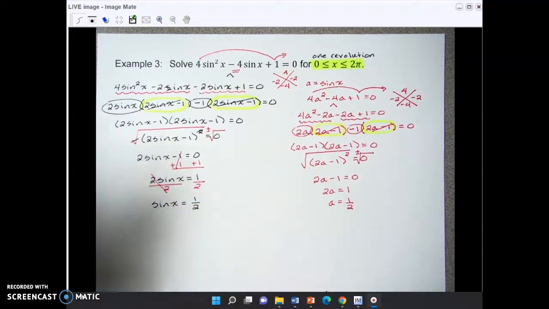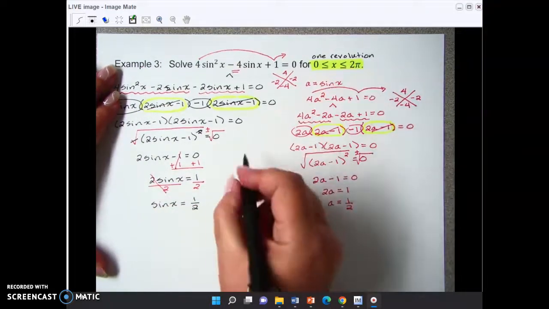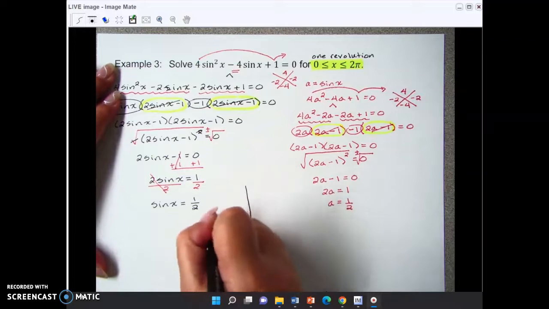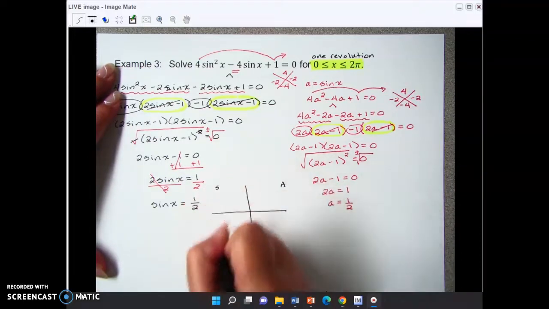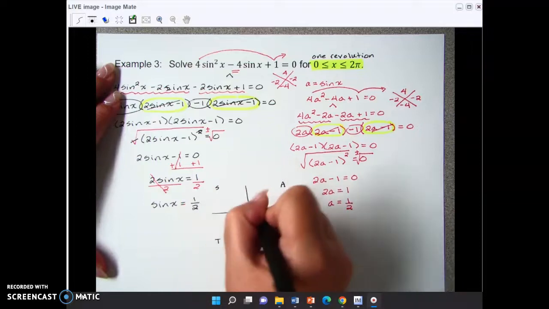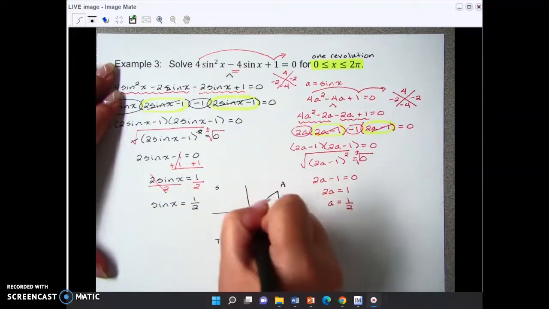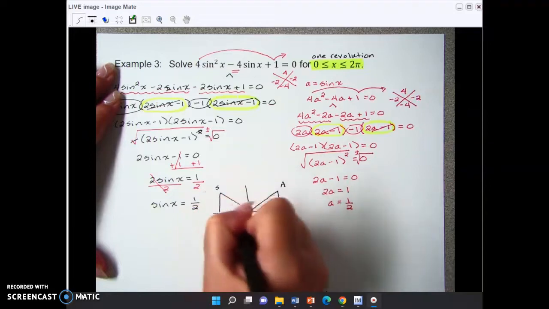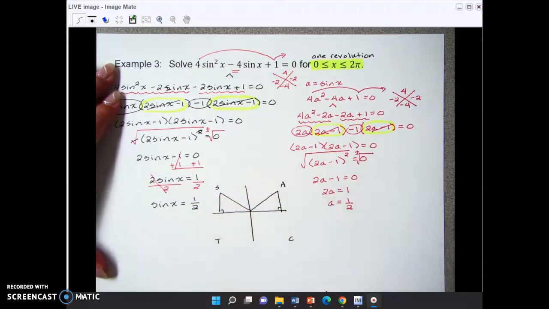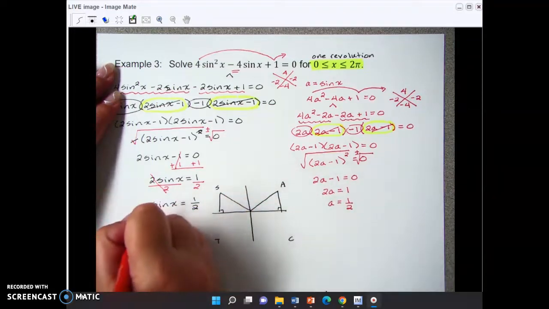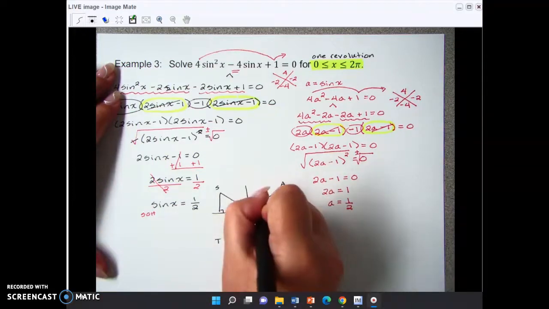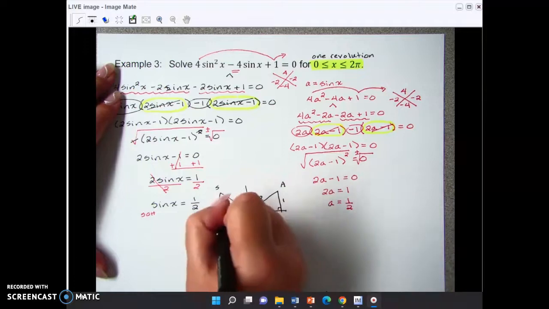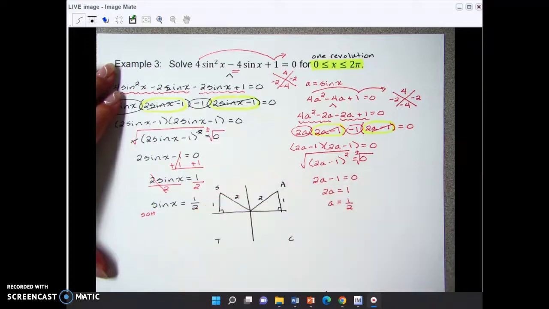Okay. So again, 1 revolution. So there are no restrictions other than I'm in the first revolution. And if all students take calculus, sine is positive in the first quadrant and it's positive in the second quadrant. And if sine is represented by 1/2, that means my opposite is 1 and my hypotenuse is 2.